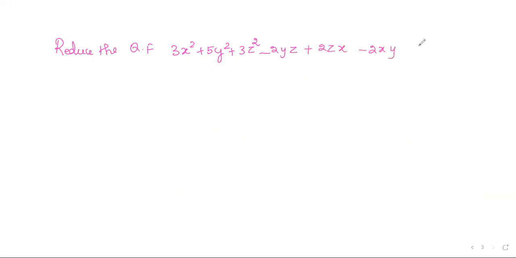Now let us see the problem. How to reduce the quadratic form 3x square plus 5y square plus 3z square minus 2yz plus 2zx minus 2xy to canonical form.